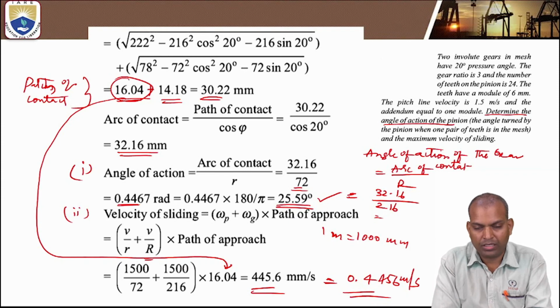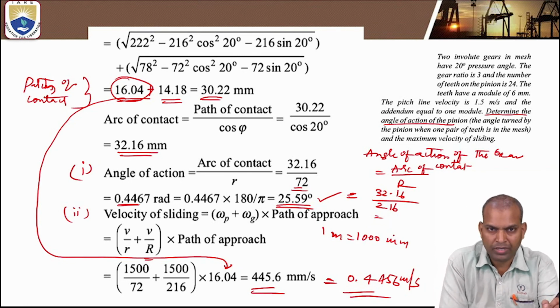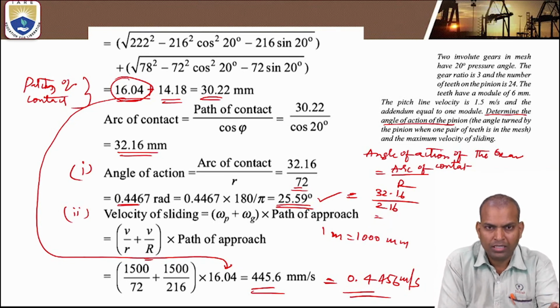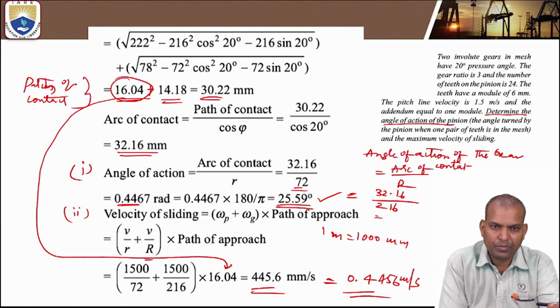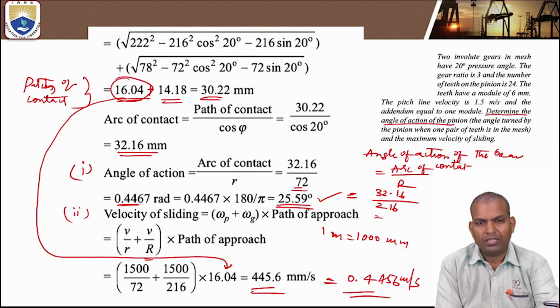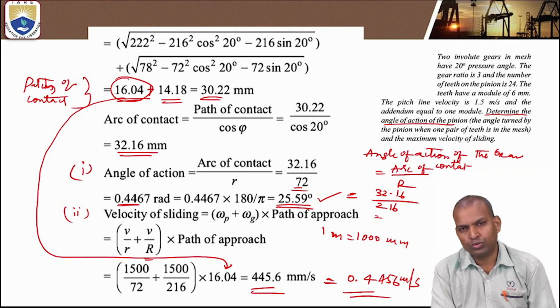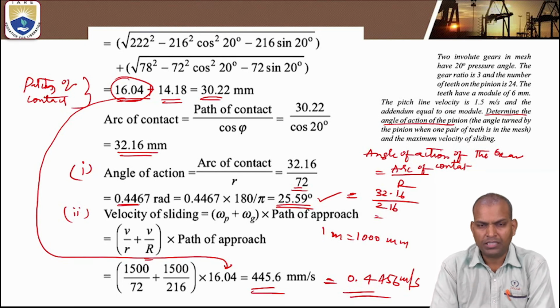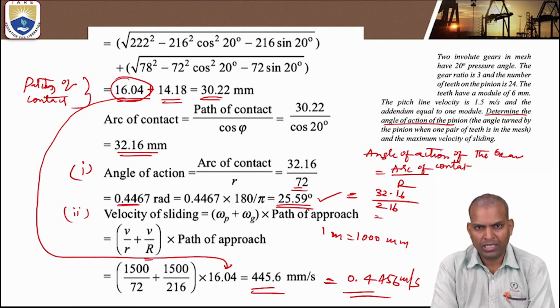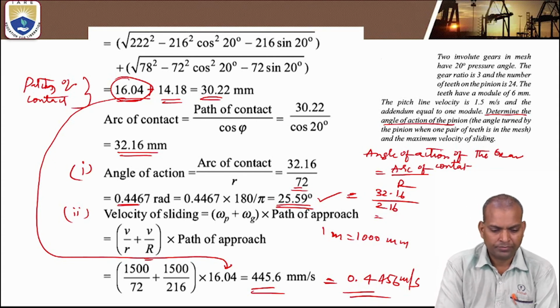Why is it so? The angle of action of the gear is lower than the angle of action of the pinion because the pinion is smaller. The pitch circle radius of the pinion is smaller in comparison to the pitch circle radius of the gear. That's why the angle of action on the pinion is more than the angle of action on the gear.